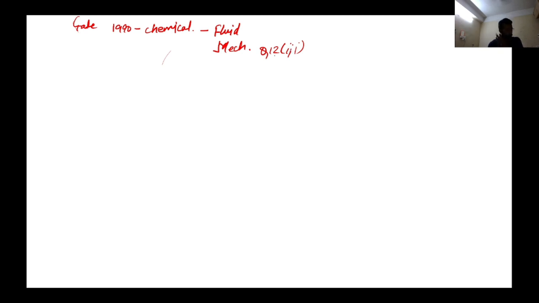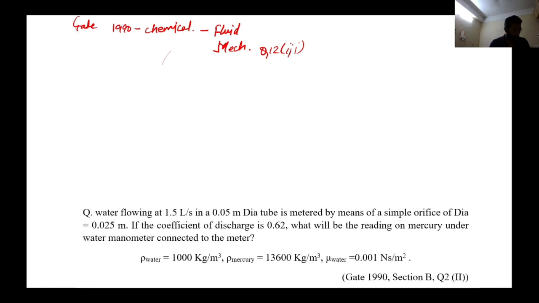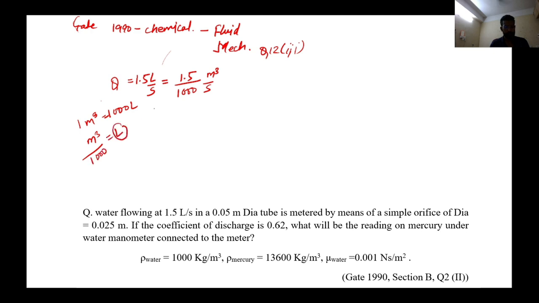So what is the question saying? Water flowing at a rate of 1.5 liter per second. So the flow rate of water is 1.5 liter per second. We have to convert it into meter cube per second. So 1.5, if I divide it by 1000, meter cube per second. How? 1 meter cube is equal to 1000 liter, right? So meter cube divided by 1000. We'll replace this liter with this.